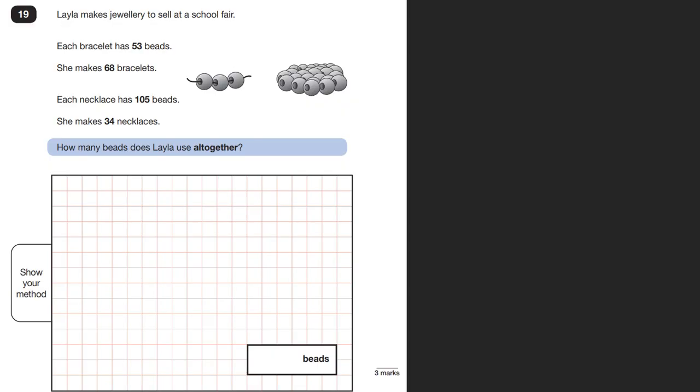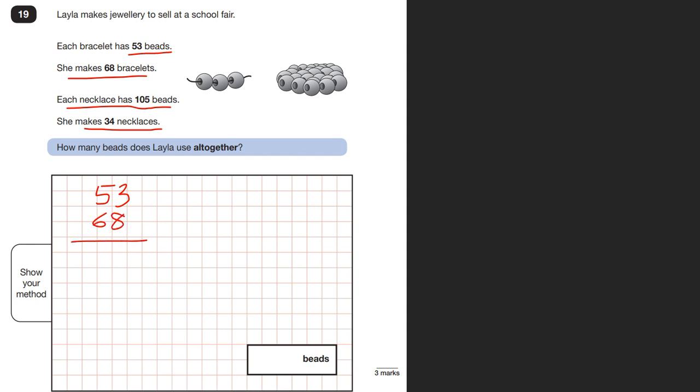Question number 19, someone makes jewelry to sell at the school fair. Each bracelet has 53 beads. She makes 68 bracelets. Each necklace has 105 beads and she makes 34 necklaces. How many beads in total altogether? So all you want to do is 53 times 68, right?